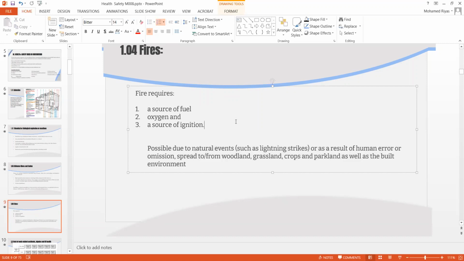Now, coming to fire, it requires three basic forms to generate enough fire on site. The first one is a source of fuel, the second one is oxygen, and the third one is a source of ignition. Fire could start due to natural events such as lightning strikes, or as a result of human error. Somebody smokes at site and throws a cigarette butt, and this could spread into big smoke and fire. Another possible way is spread from woodland, grassland, crops, parkland, as well as other building environments. Somewhere a fire starts and it could spread out to the construction site also. So these are the ways fire can spread.